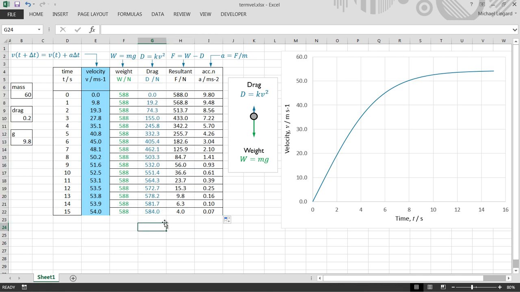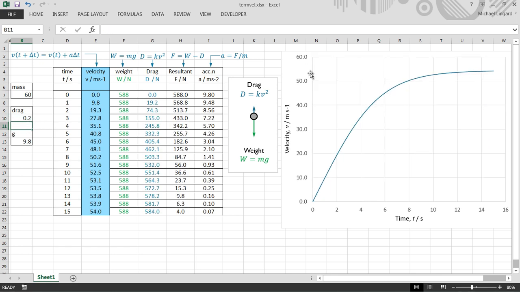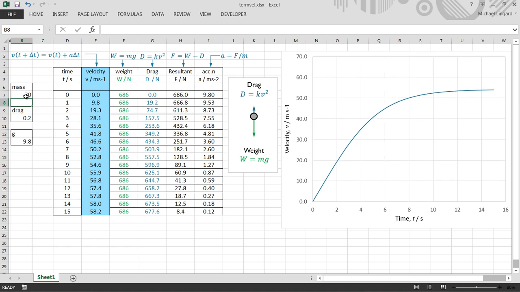Now we can do some weird stuff with this. We can set the drag to be 0. If there's no drag, then we get uniform acceleration. Let's put the drag back. Notice that the terminal velocity is about 54 meters per second. Well, look what happens if we change the mass. A slightly heavier object will end up with a slightly greater terminal velocity.